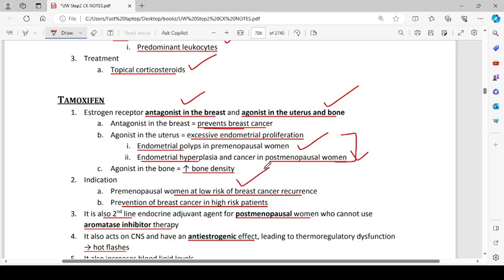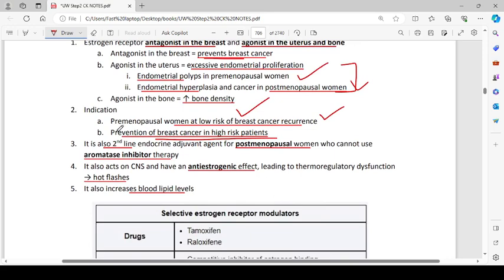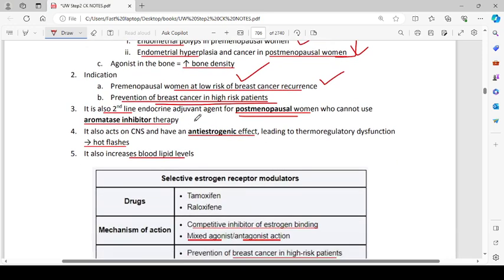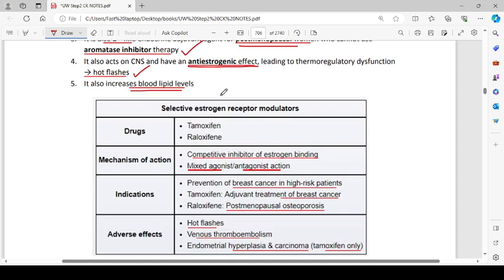Indication: premenopausal women who are at low risk of breast cancer recurrence, and prevention of breast cancer in high-risk patients. It's also a second-line endocrine adjuvant agent for postmenopausal women who cannot use aromatase inhibitor therapy. It also acts on the CNS and has an anti-estrogenic effect leading to thermoregulatory dysfunction and hot flashes. It also increases the blood lipid profile.